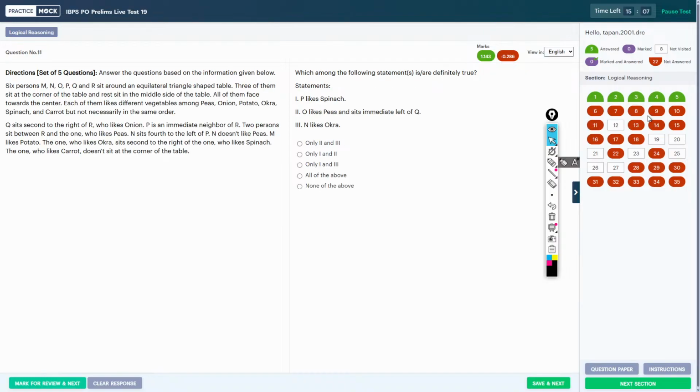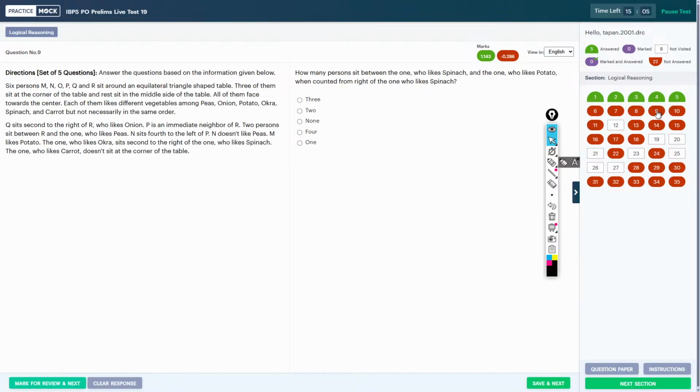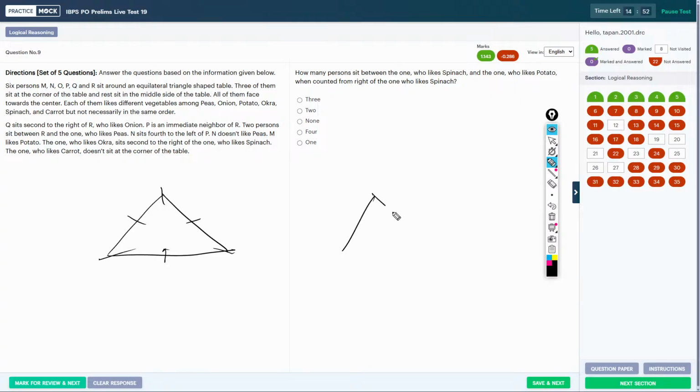Later, 6 people in an equilateral triangle. Three of them at the corners, rest in the middle, all of them facing towards the center. Excellent. 2, 3, 4, 5, 6. Let me take another projection real quick. 1, 2, 3, 4, 5, and 6. Okay, each likes different vegetables, not in the same order. Q sits second to the right of R. Who likes onion? P is a neighbor of R. Okay, 2 sit between R. Okay, so Q sits second to the right of P.